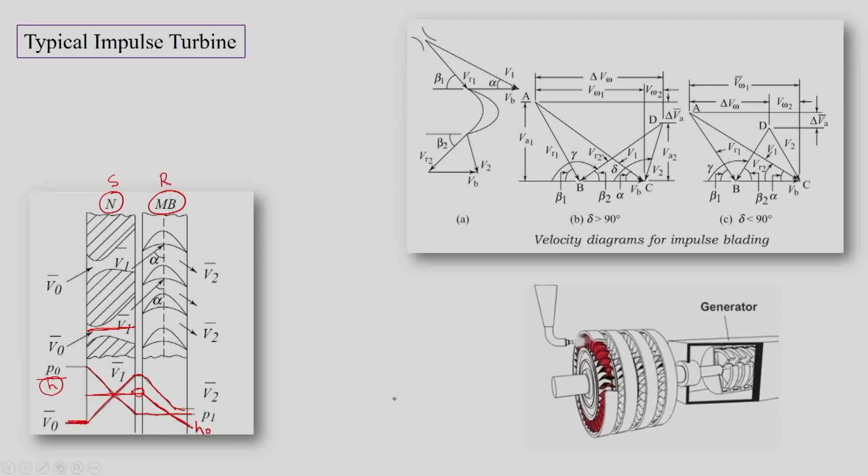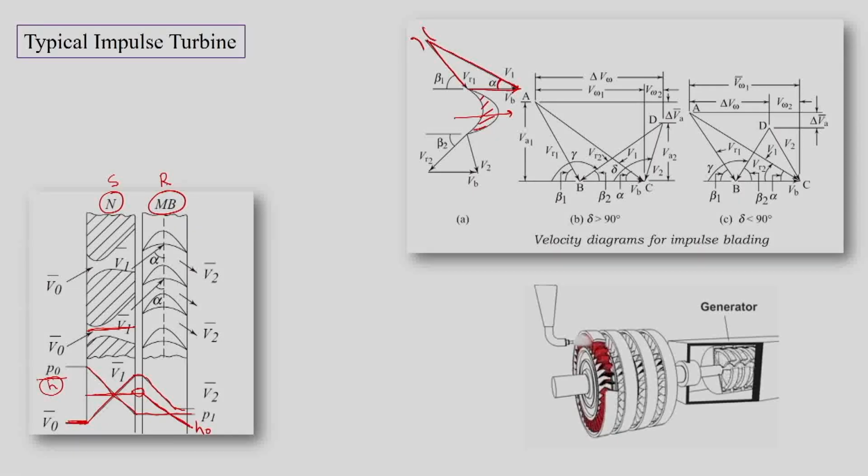Then let us see how to draw the velocity diagram in case of the moving blades. This is a typical section of a moving blade, and this is a nozzle, and this nozzle is directing flow with absolute velocity V1. This velocity is making an angle alpha with the direction of velocity, which is the rotation of the moving blade. So these moving blades are rotating in this direction. This is the direction of velocity of the moving blades.